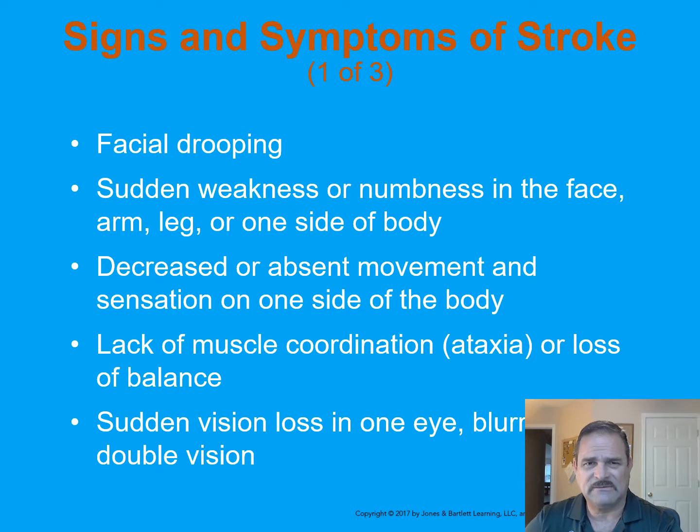All right, signs and symptoms of a stroke. There are several. General signs and symptoms include facial droops, sudden weakness or numbness in the face, arm, leg, or one side of the body, decreased or absent movement and sensation on one side of the body, a lack of muscle coordination, which we call ataxia, or a loss of balance, sudden vision loss in one eye, blurred or double vision. These are all signs and symptoms of potential strokes.